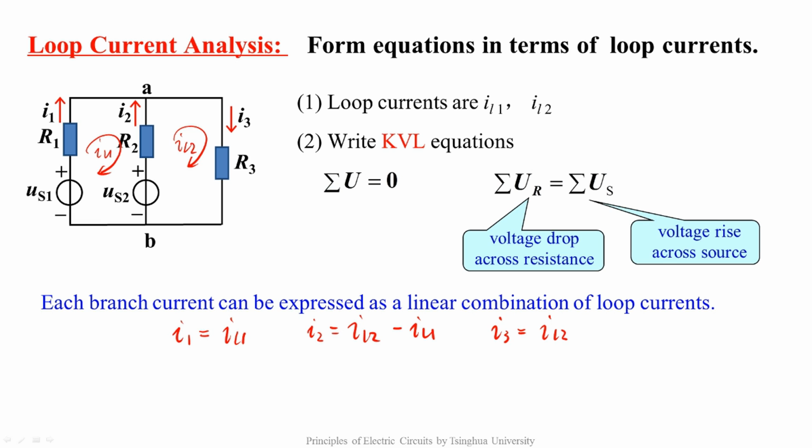Please think about it. Why are KCL equations no longer needed in the loop current analysis? I just remind you, it can be proved according to the principle of current continuity. As the name implies, the loop current is the current flowing in the loop. When it flows into a node, it must flow out of the node from the other branch. So the KCL equation is satisfied automatically.